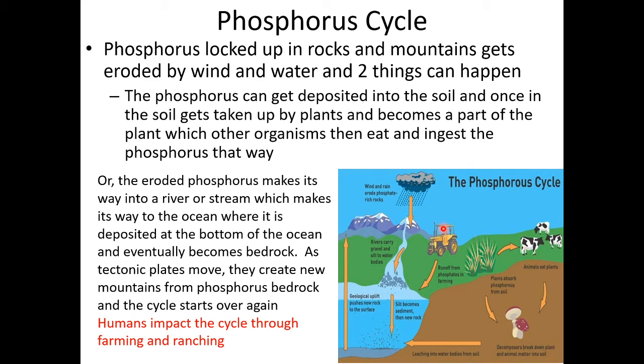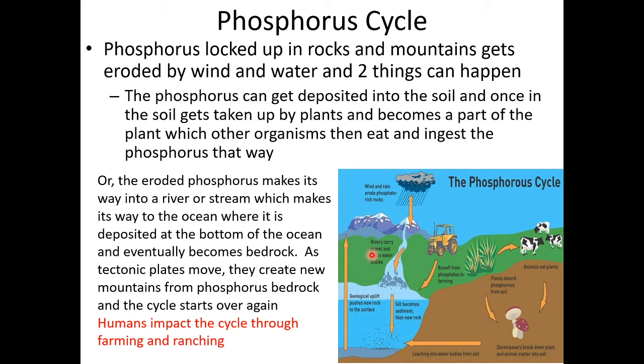So farmers will speed that process up, but typically the phosphorus cycle takes a long, long time, okay? And this is one where there isn't any phosphorus in the atmosphere. With the water cycle, there's a significant atmospheric component to it. Carbon cycle there is as well.